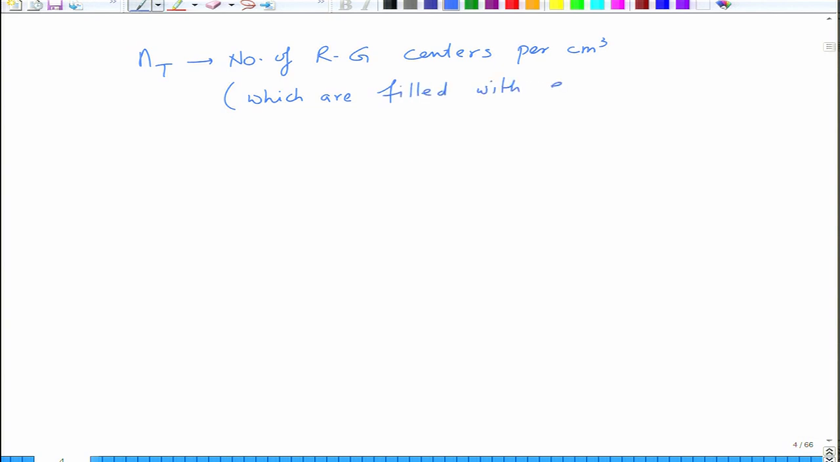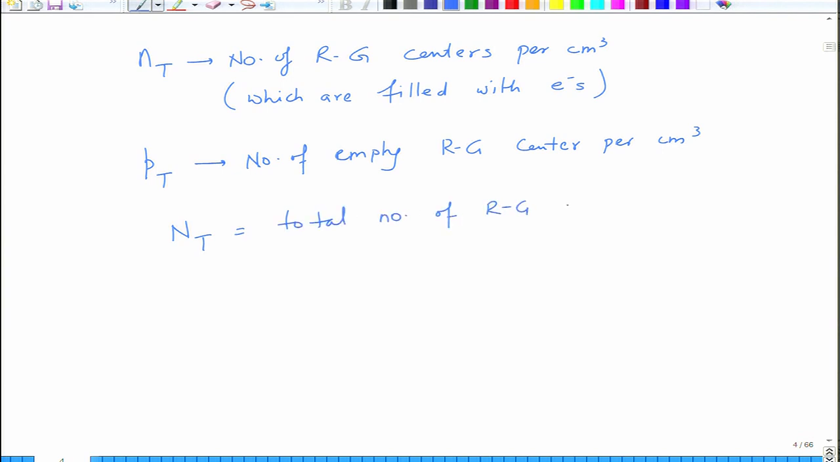Let's define small nt as the number of RG centers per centimeter cube which are filled with electrons. Then we define another term, capital PT, similarly as the number of empty RG centers per centimeter cube, and capital NT is the total number of RG centers, which is nt plus PT per centimeter cube. This is the assumption that we start with.